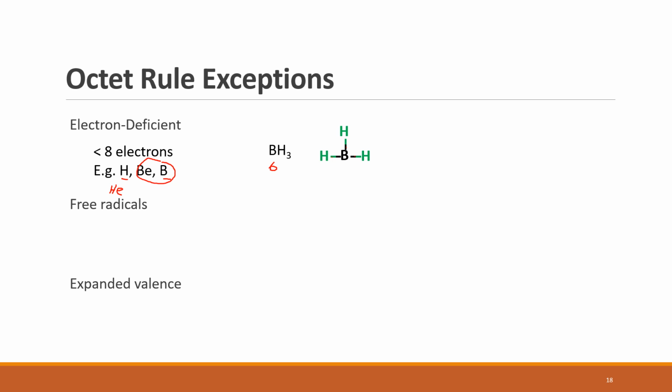Another exception is going to be radicals. So free radicals will also have less than 8 electrons, but they're in a different category than just regular electron deficient because they have an odd number of electrons. They're 1 electron short. So if they have an odd number of electrons, they are very, very reactive. Like you've heard about free radicals in the air and all the advertisements for getting rid of free radicals. Well, since free radicals are so reactive, they can actually cause harm to skin cells. They can even cause cancer in some cases.